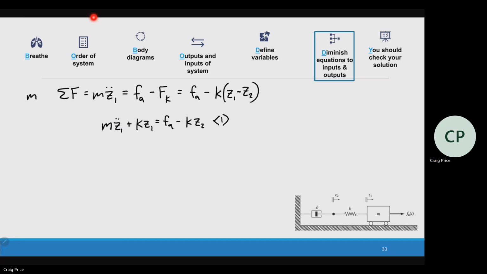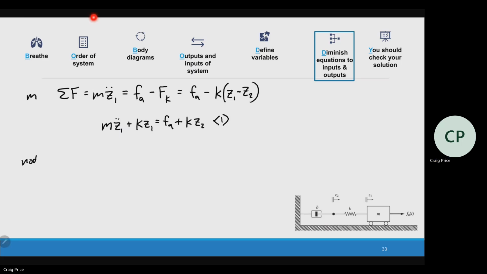Oliver? What's that look? You look like I did something wrong. Yeah, it should be positive. You're right. You're right. Never seen anyone mess that up before. And so that is my first second order equation.